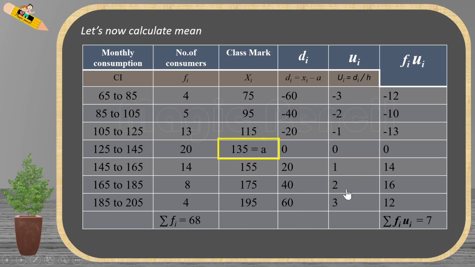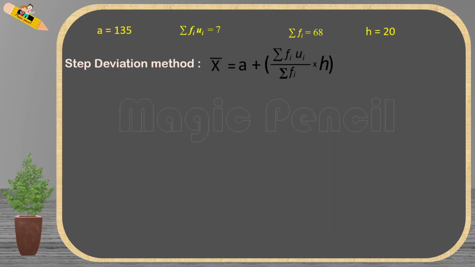And using this ui and fi, when you multiply, you will get the last column. And now you have to add all these values, so you will get sigma fi ui. And when you add all these frequencies, you will get sigma fi as 68. These three values, a, sigma fi ui and sigma fi, are going to help to calculate the mean using the step deviation method.